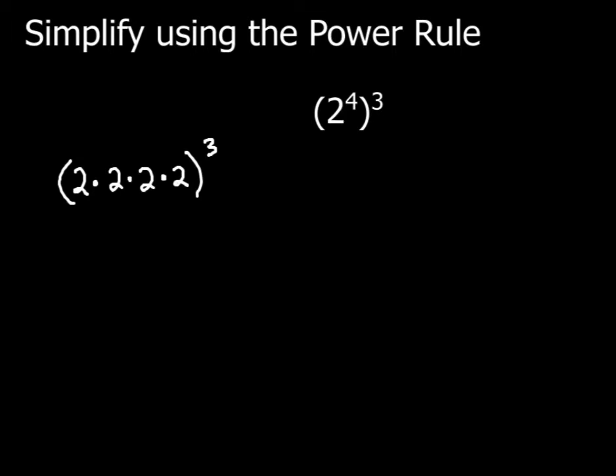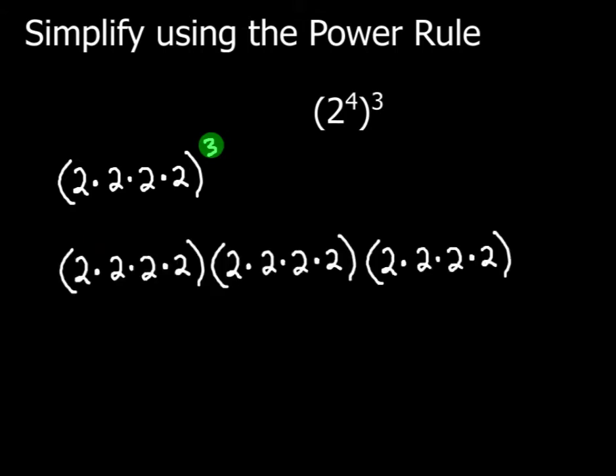Now, since my exponent here is 3 on the outside, I'm going to rewrite that 2 times 2 times 2 times 2, I'm going to rewrite that 3 times. Now notice, if I do write that 3 times, my base, let's go back up here to the original problem, my base was 2. And notice all these numbers going across here along the bottom, they're all 2.